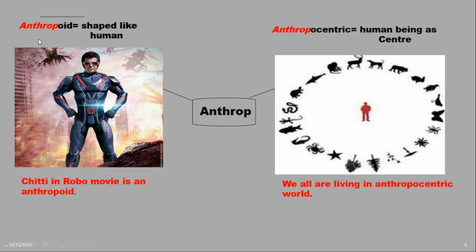Next, look at the word anthropoid, which means shaped like a human. Example, Chitty in Robo movie is an anthropoid. Anthropocentric, which means human being as center. Example, we are all living in anthropocentric world. Let us learn again these two meanings of words: anthropoid, shaped like a human; anthropocentric, human being as center.